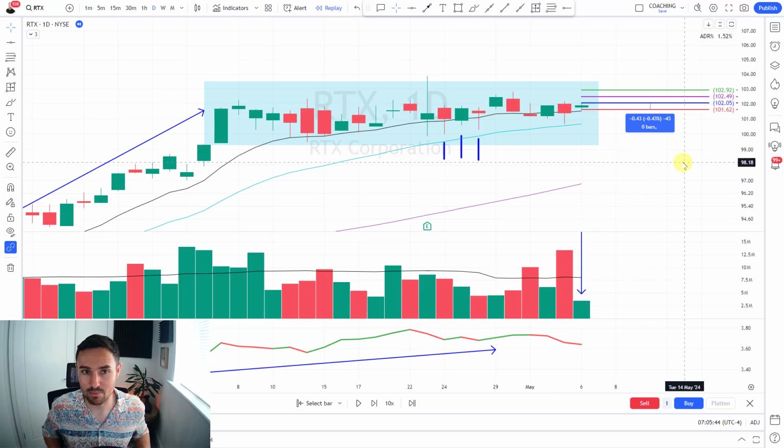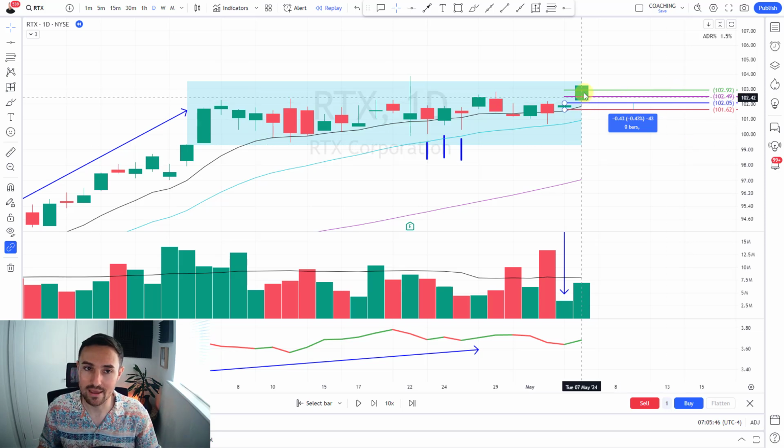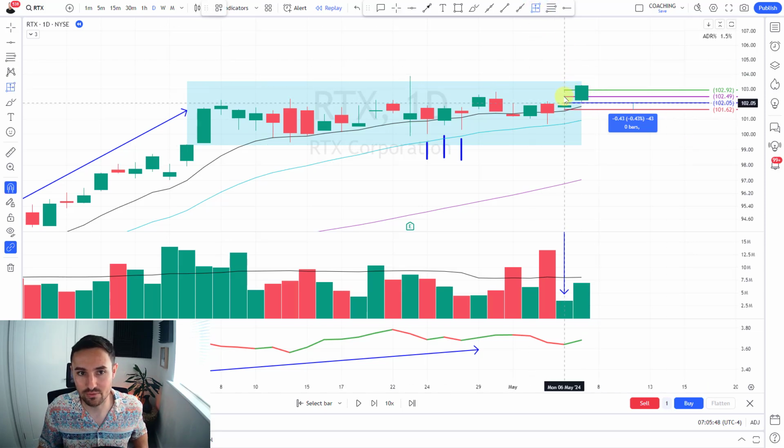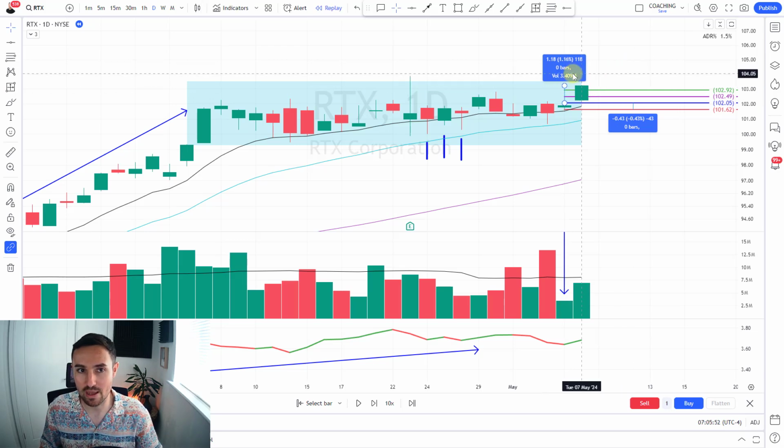Okay, so let's play this bar forward. So this one here, now how far does the stock go? Well, if we just look from the prior day's high to here, the stock goes 1.16%. It doesn't go up 10%. It doesn't go up 15%.